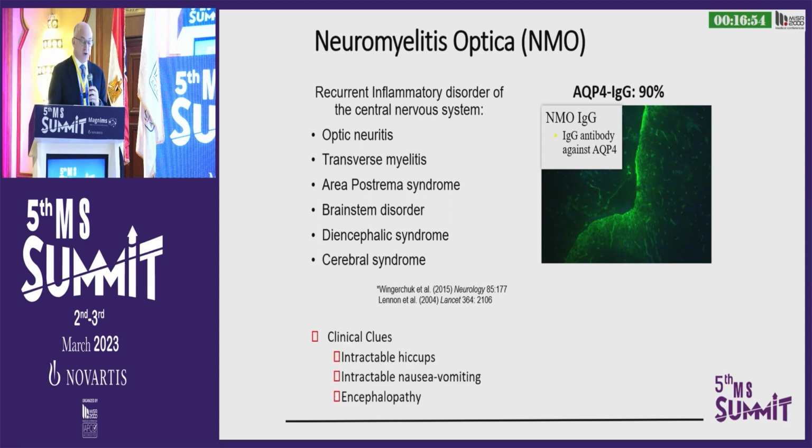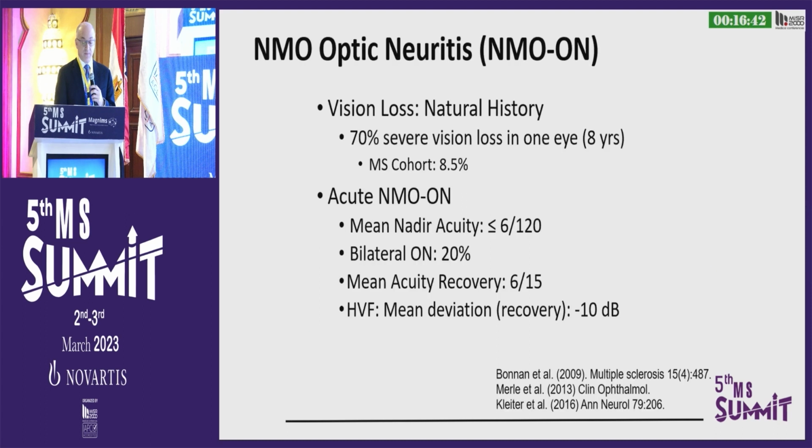And what clinical clues you can use for differentiating this form of optic neuritis might be a prior history of intractable hiccups or nausea, vomiting, and perhaps a prior history of encephalopathy. In neuromyelitis optica optic neuritis, vision loss is severe. And why do we treat? Because 70% of patients will have permanent vision loss in one eye by 8 years untreated. And compare that to the natural history of MS, where only about 8% will ever have significant uncorrectable vision loss.